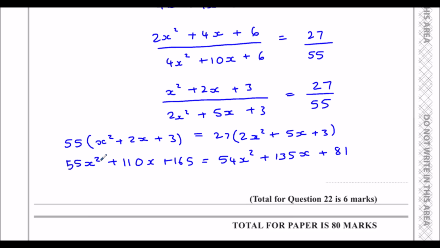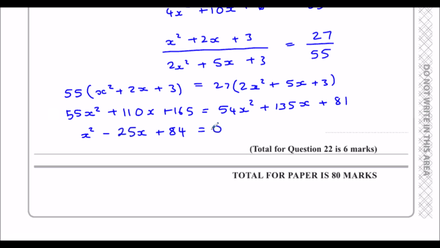And if I take everything over to the left side, so take away 54x squared from both sides, that's x squared. Take away 135x from both sides. That will be 110 take away 135 is minus 25 x's. And 165 take away 81 will be 84. So I've now got a quadratic. It's equal to 0. So ideally I can factorize this. We should be getting whole number answers. So it should factorize because it's an amount of pens.